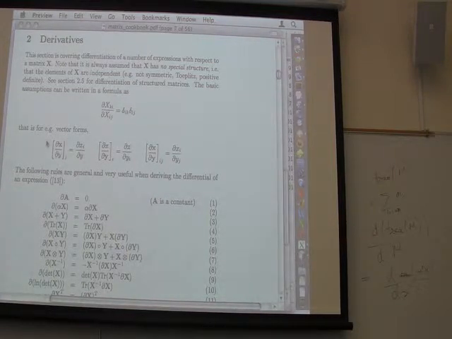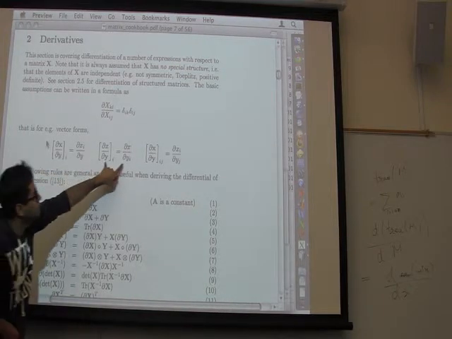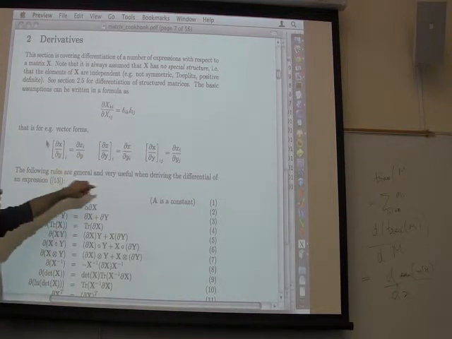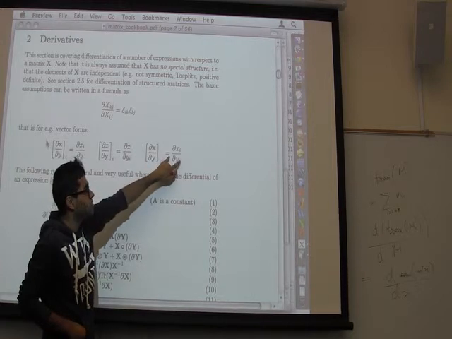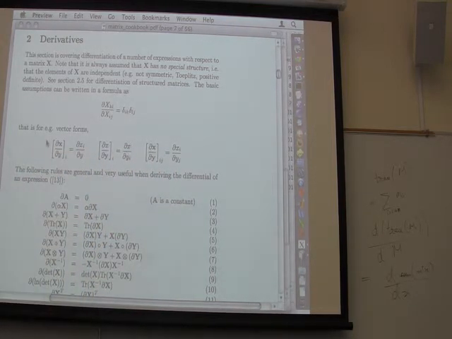The reason I opened this page was just to show that he is using a mixed layout, and that is specified over here in these lines. If you have a vector by vector, it's going to be numerator layout, otherwise it's always going to be a vector. That's what happens.